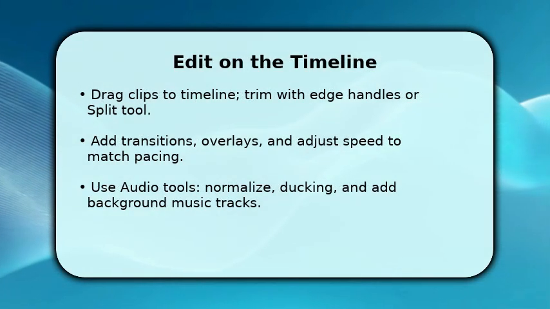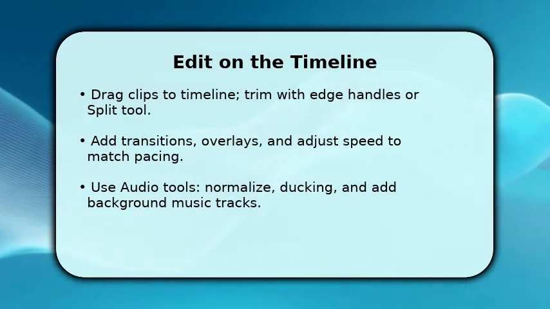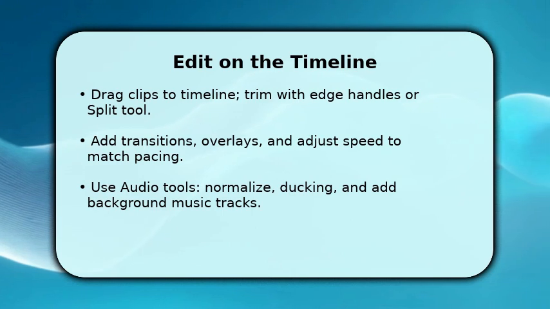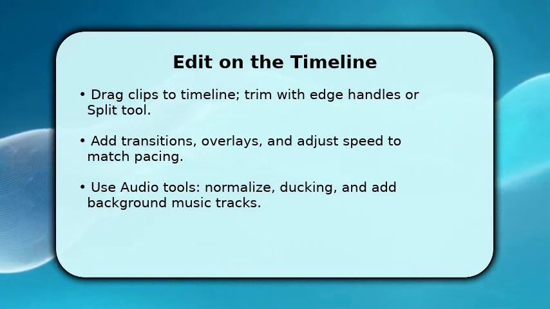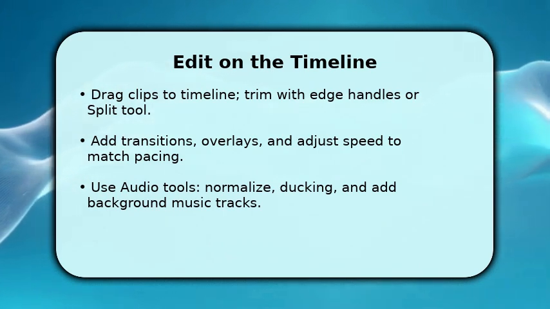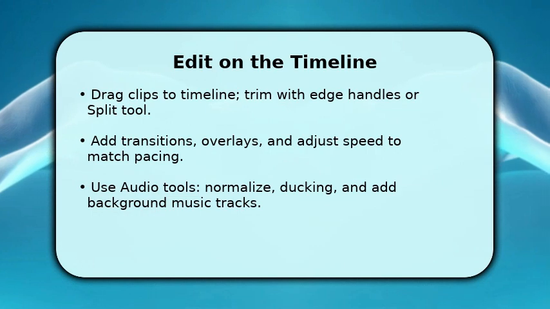Once your clips are on the timeline, trim and arrange them to tell the story. Use the split tool to remove mistakes, then close gaps by dragging clips together. Add transitions between clips for smoother cuts, overlays, and text. Tell the viewer what matters. Make timing match the voice or music by adjusting clip speed and lengths. For audio, normalize levels and apply ducking so dialogue stays clear when music plays. Make sure each edit supports why the scene exists.